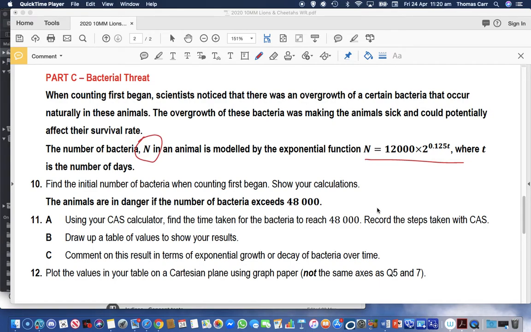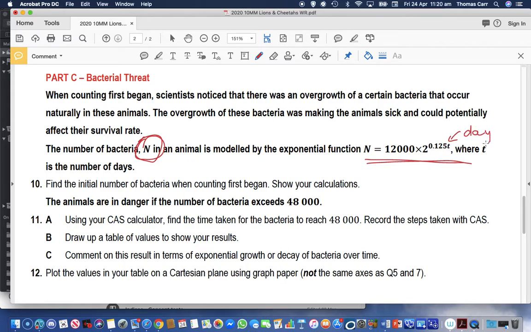Okay, this is a help video for part C and D. We've got a new formula that counts bacteria within a lion. When we get too many bacteria, the lion gets ill. So we've got our N value, which counts the number of bacteria, and this formula here, which models the number of bacteria. It changes as T changes, and T is now days, not years.